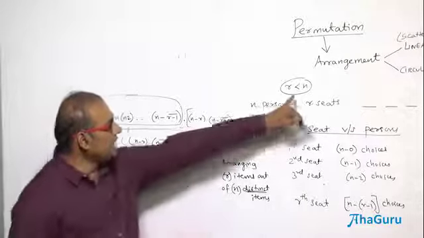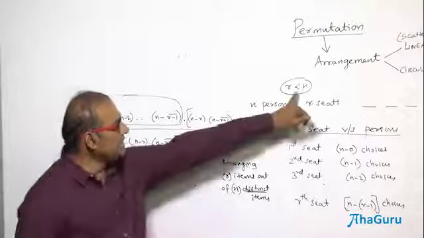Okay, we had r less than n. So what is the smallest r you can look at?